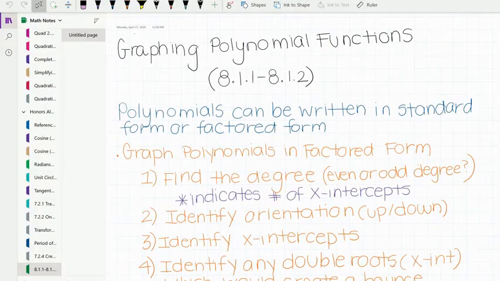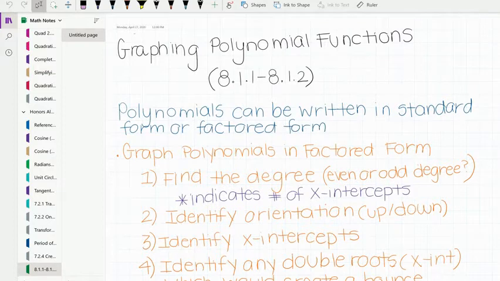This video is going to focus on sections 8.1.1 to 8.1.2, which is all about sketching graphs of polynomial functions. And then the second section is really just going more in depth. So I'm going to cover both of those sections in this video.